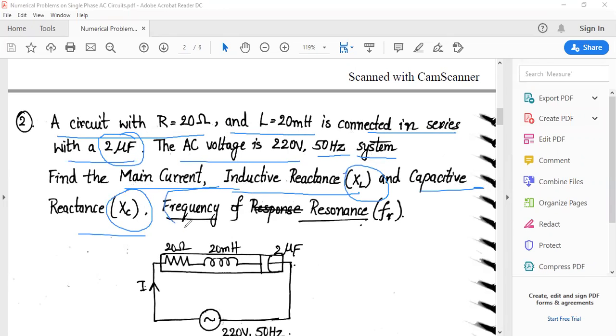Next, find the frequency of resonance. So resonant frequency or frequency of resonance can be found out. Okay, so this is nothing but a series RLC circuit.